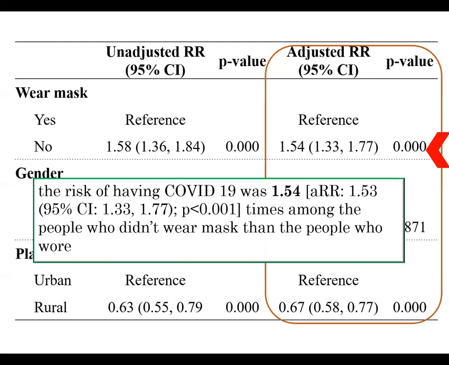Now, we can say that the risk of having COVID-19 was 1.54 times among the people who didn't wear mask than the people who did. Or we can say another way that the risk of having COVID-19 was 54% higher among the people who didn't wear mask than the people who did.